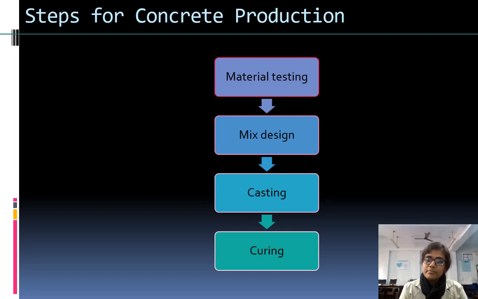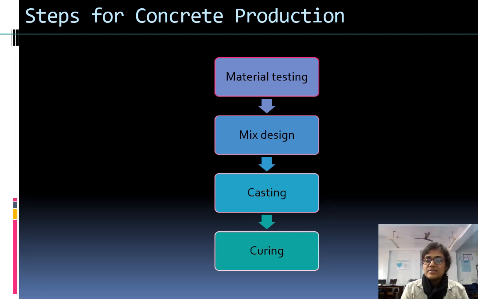So the next step is the mix design. Once we have the mix design done, we know how much of what will be needed for the concreting work. Once we have the amounts, we just need to mix, right? Then the step is called casting, where the ready concrete is poured into your shutterings.